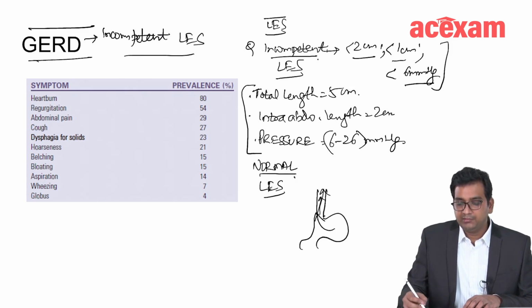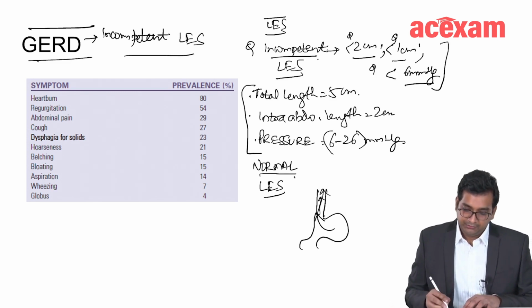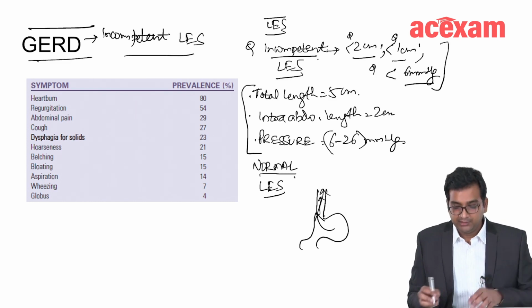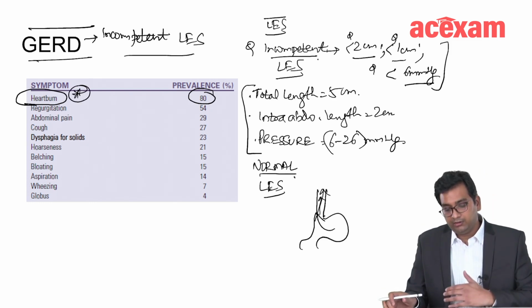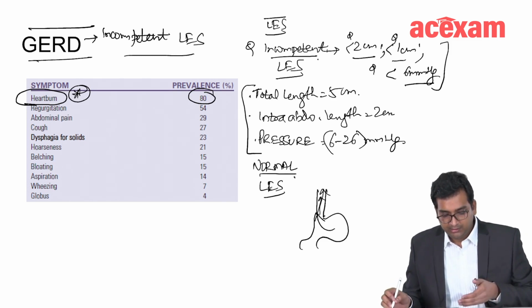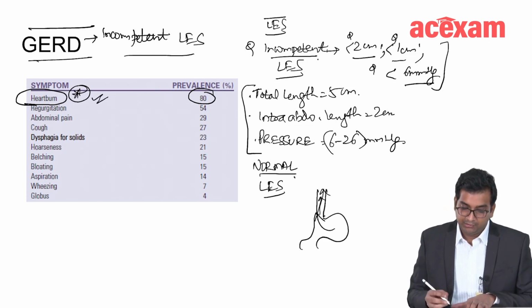What are the components of incompetent LES? Total length less than 2 centimeters, intra-abdominal length less than 1 centimeter, pressure less than 6 millimeters of mercury. Due to this incompetent LES, there will be reflux symptoms. The most common symptom, as shown in this table, is heartburn. They will ask, among all the options, what is the most common symptom? They'll give heartburn, regurgitation, abdominal pain and other things. So the best answer will be heartburn. This is very important.